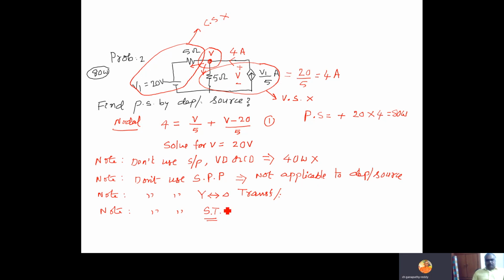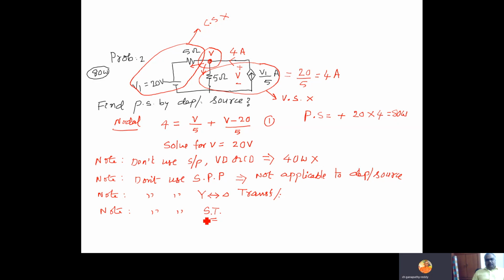Wherever we are finding response, we are finding response across this. That element should not be disturbed by any transformation technique. That is one important statement used in source transformation. Wherever we are finding response, it can be voltage or current or power or energy, anything. That element can be resistor, inductor, capacitor, voltage source, current source, AC source, DC source, dependent, independent, anything. So that element we should not disturb. Disturb means modify, and don't apply source transformation on that.